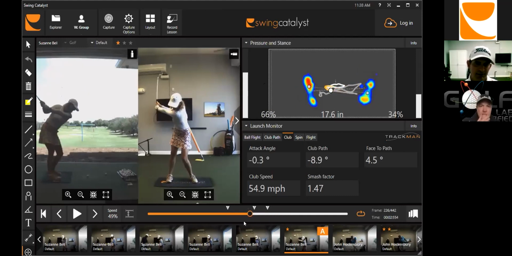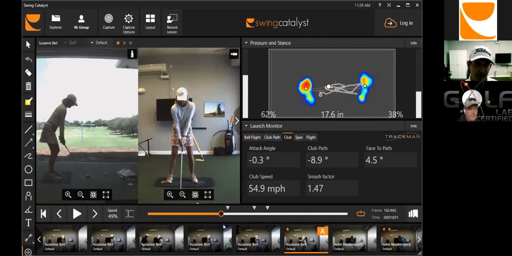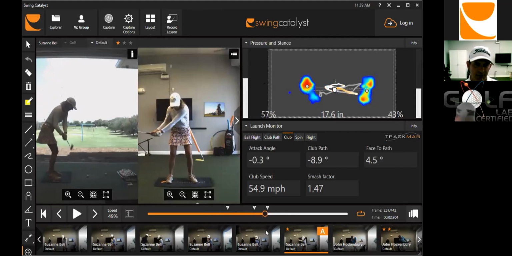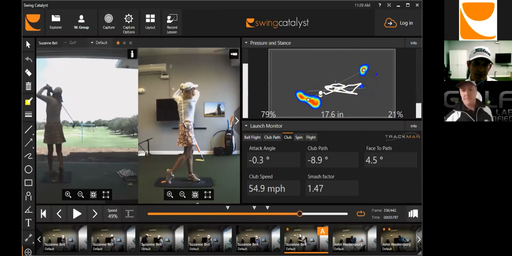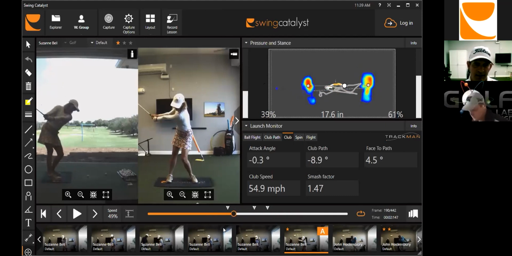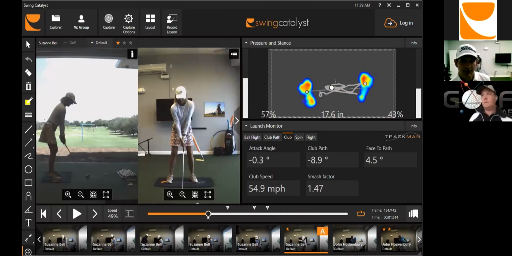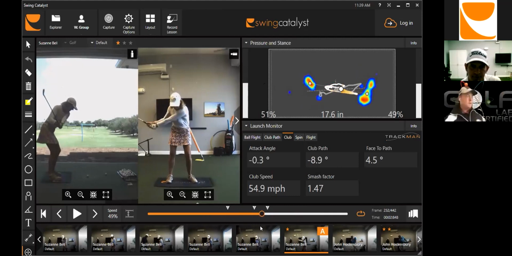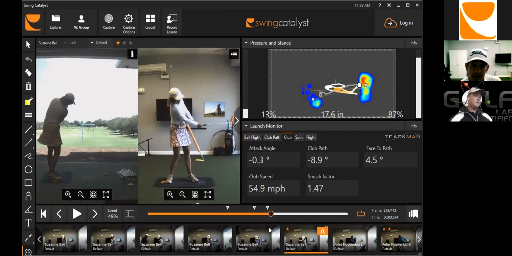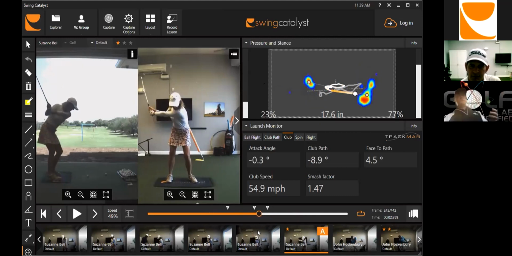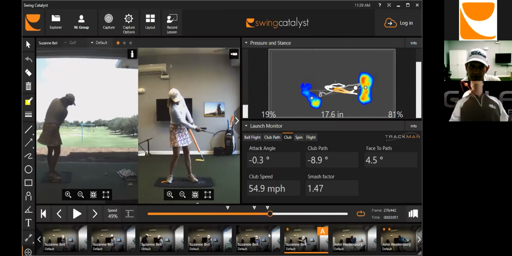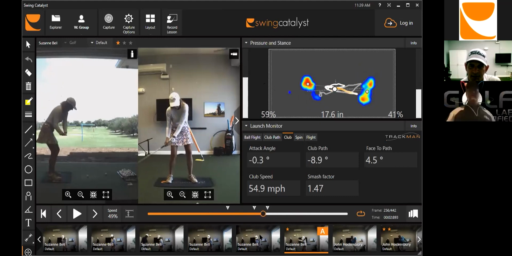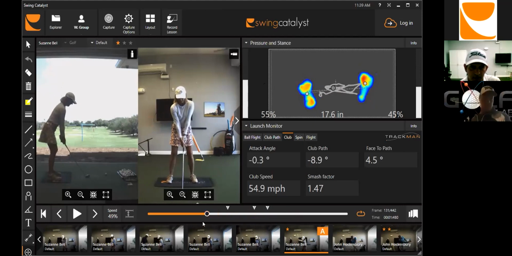To give you a little background on this lady, wonderful lady, but is recovering, or has recovered, so to speak, from a left hip replacement. So obviously she is showing a trace here that's going all over the place, and an attack angle that doesn't have enough down to it, a path that's moving quite a bit to the left, and no compression to the golf ball or anything.